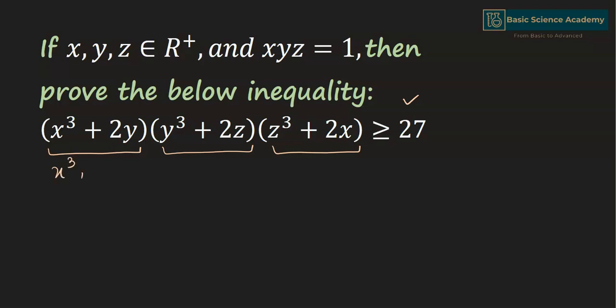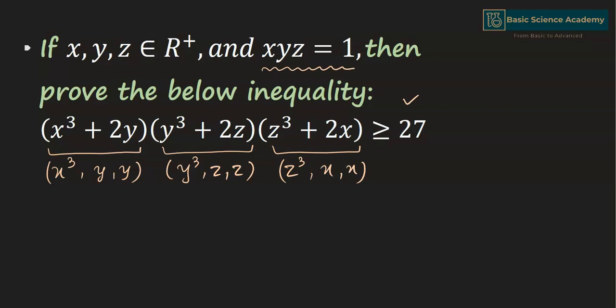x to the power of 3, y and y here; y to the power of 3, z and z here; z to the power of 3, x and x here. In order to use the equation xyz equals 1, the powers of x, y and z must be the same, so that we can use x multiplied by y multiplied by z to the power of n equals 1 to the power of n equals 1.